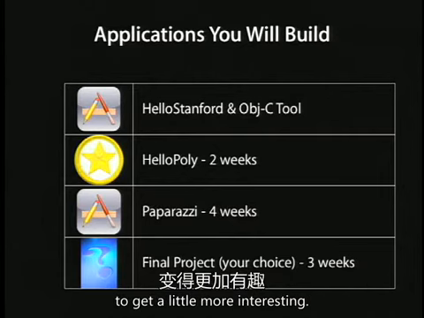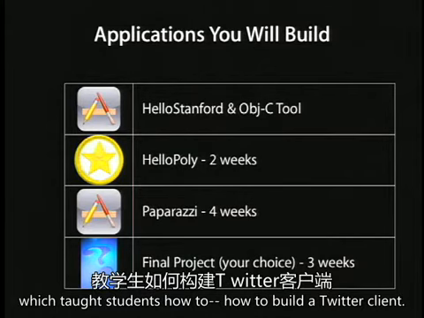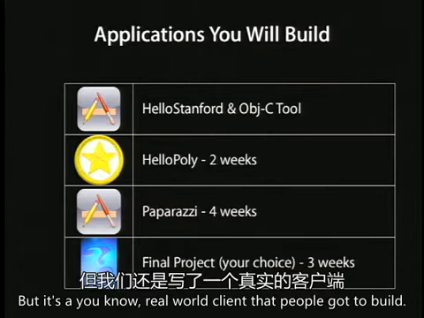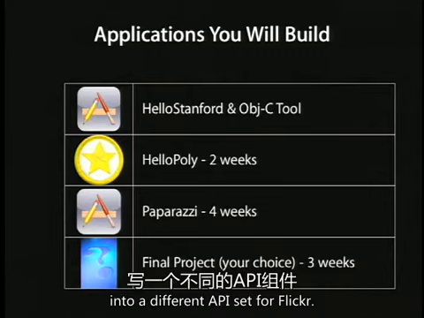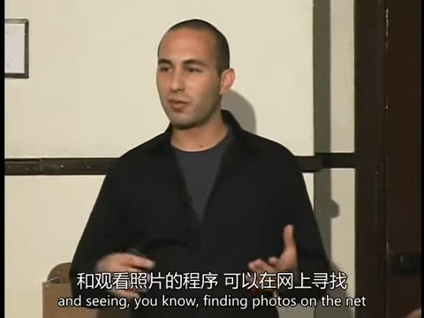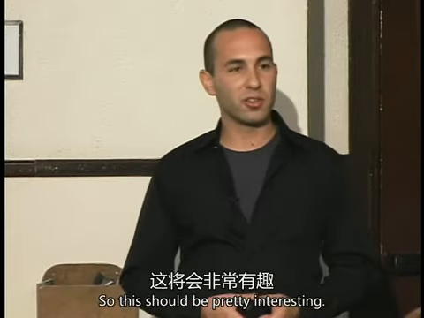The third one, here's where we start to get a little more interesting. Last year we did a Twitter application called Presence, which taught students how to build a Twitter client, and there's a ton on the store. But it's a real-world client that people got to build. This year we're going to get into a different API set for Flickr, and we're going to teach you how to build a location-based application for fetching photos and finding photos on the net that are close to where you are. So this should be pretty interesting.